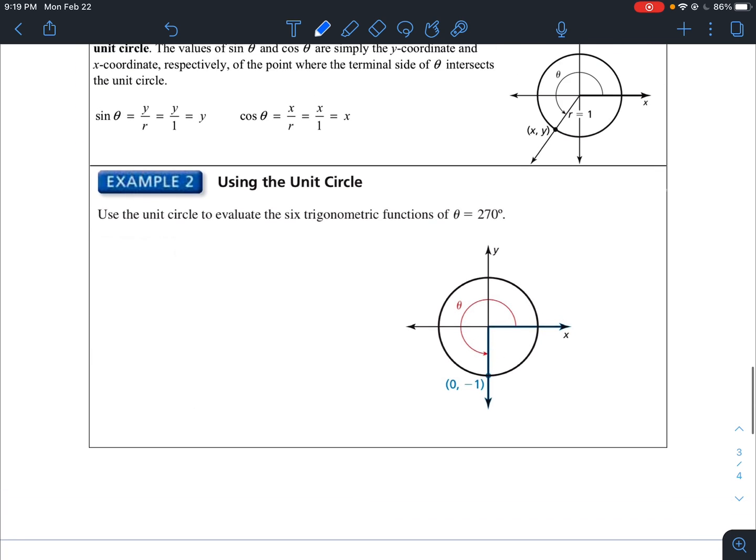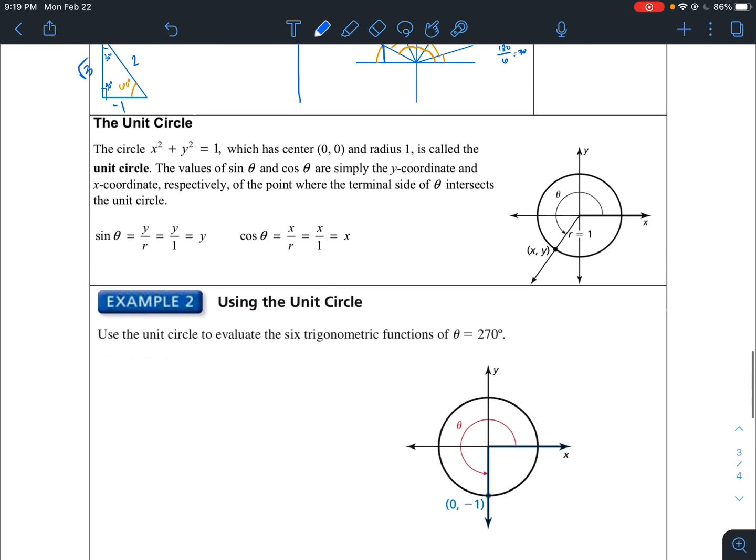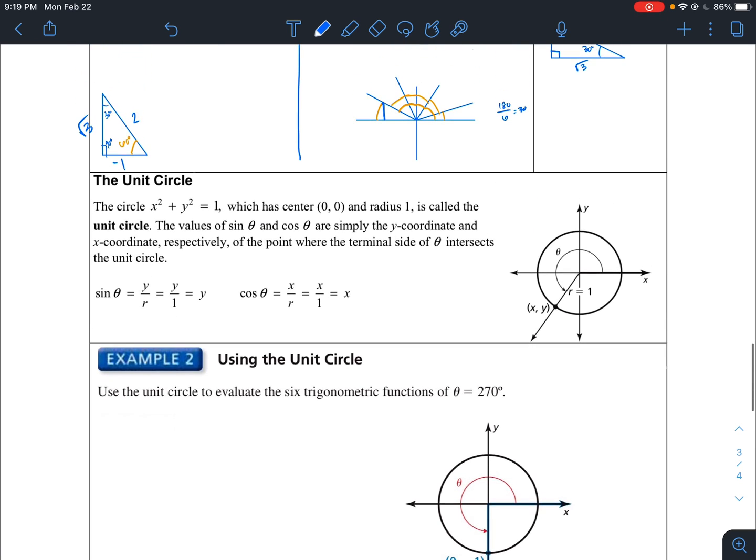Now, this we might not get to all the way in class. We might leave it for the next video. I'm going to cover it now anyways, just so we can get it done, and just expect that the next video will probably go into this a little bit more in depth. But we're going to talk about the unit circle.